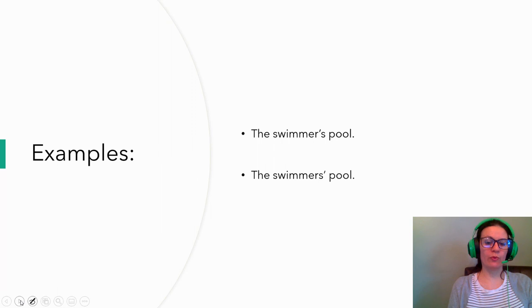The swimmer's pool, the swimmers' pool. What would be the difference? The first one is a pool that belongs to one swimmer. The second one is a pool that multiple swimmers share. So maybe the swim team uses that pool, but the first one is an at-home pool.